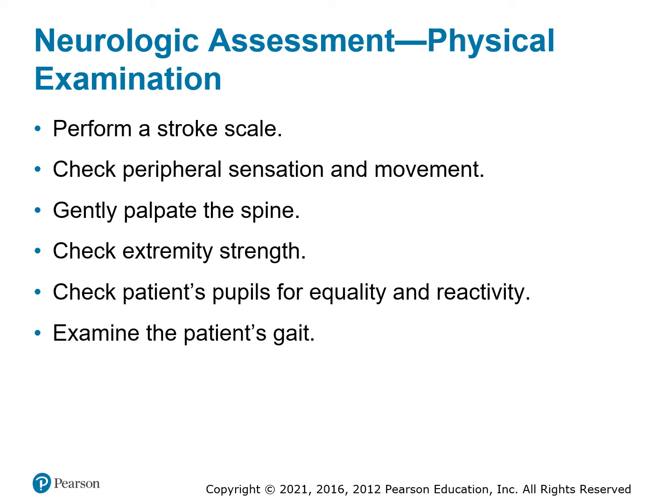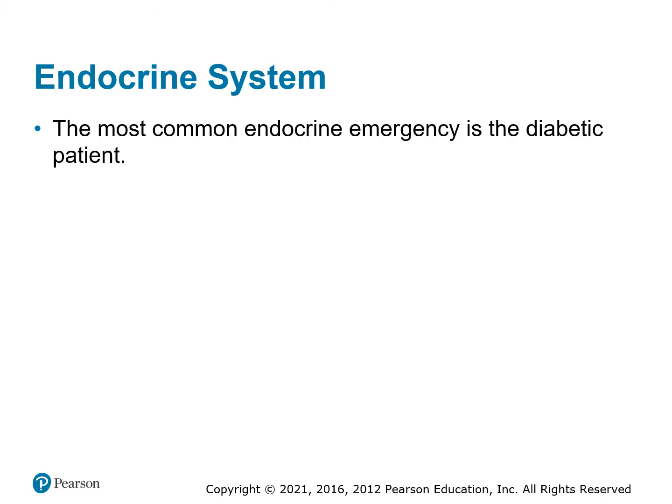Gently palpate the spine. Look at the pupils. Are they equal? Are they round, reactive? If they are ambulatory, watch how they walk. That gives us a clue. If they're dragging a foot, or something is not going right when they're walking, or they're walking in circles, ask if this is normal and try to figure out what's wrong. They're all clues we're putting together to form a picture of what's going on with our patient.